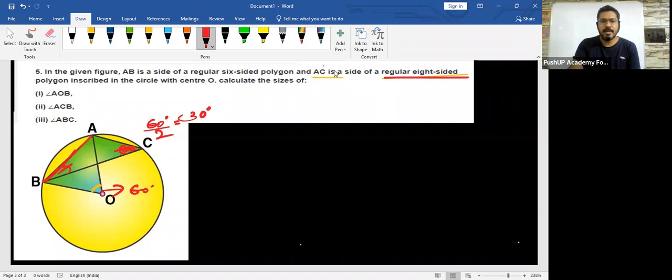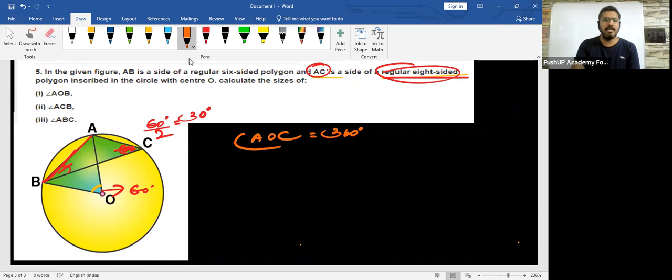Achha. What is AC, by the way? AC is the side of a regular 8-sided polygon, octagon, right? So I think you can find how much angle AOC would have been. Angle AOC would have been 360 degrees divided by 8. That is equal to 45 degrees.